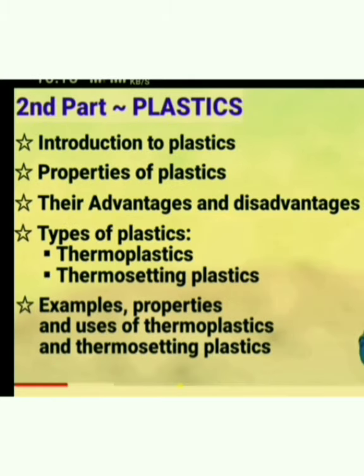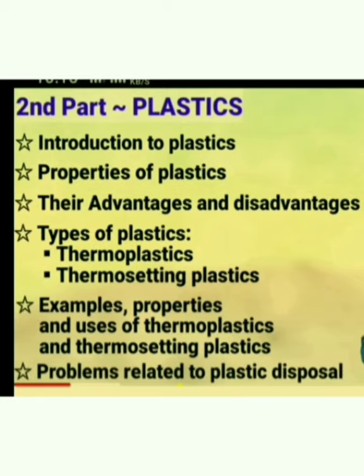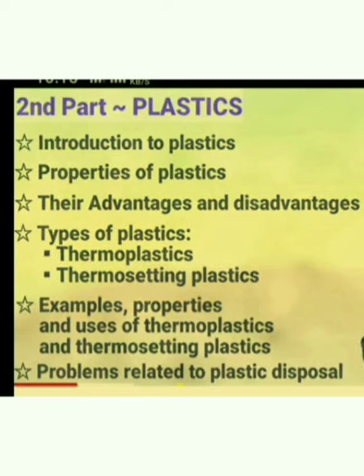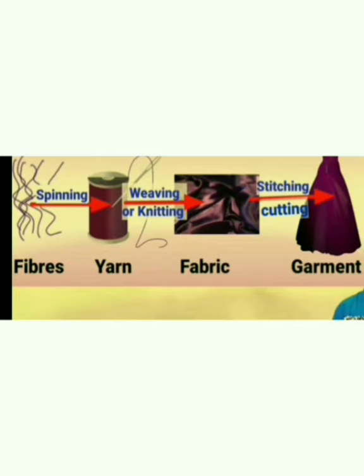Introduction to plastic. Properties of plastic, their advantages and disadvantages, types of plastic, that is thermoplastic and thermosetting plastic. Then the examples, properties and uses of thermoplastics and thermosetting plastics. Then the problems related to plastic disposal. Then can you see the chain: the fibers, the yarn, that is weaving or knitting, then the fabric, stitching and cutting, and last the garment.